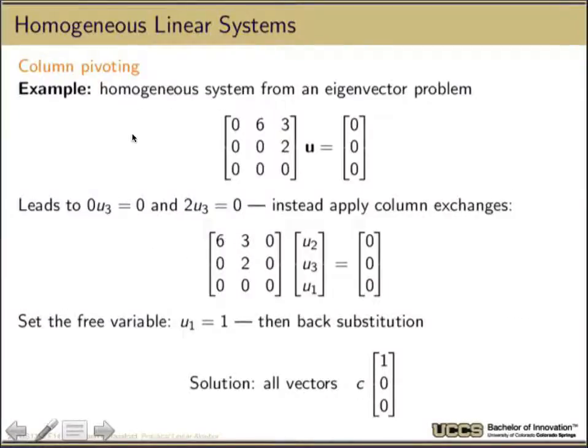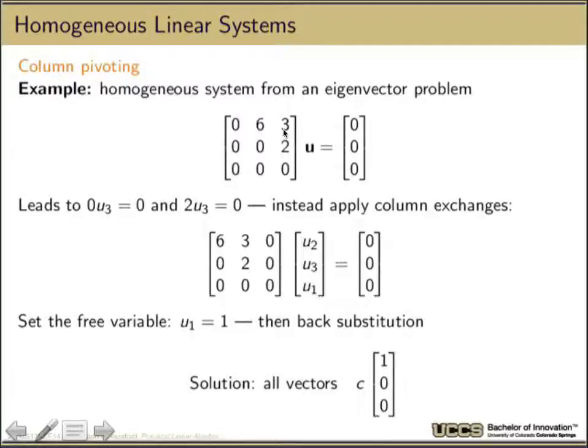Now, one of the other problems we might run into, especially in systems that have zeros, is a homogeneous problem where some of the diagonals become 0. So, for example, we might end up with something that looks like this: 0, 6, 3, 0, 0, 2, 0. The question is, can we solve this one? Well, if we just try and look at this, we have a problem. But instead of applying row pivots, we can do column pivots as well.